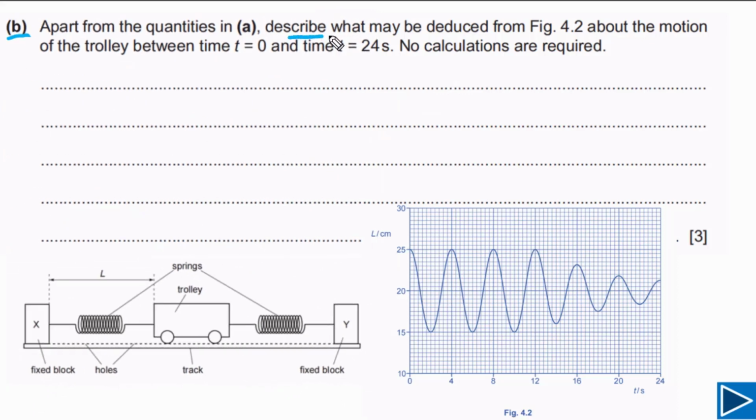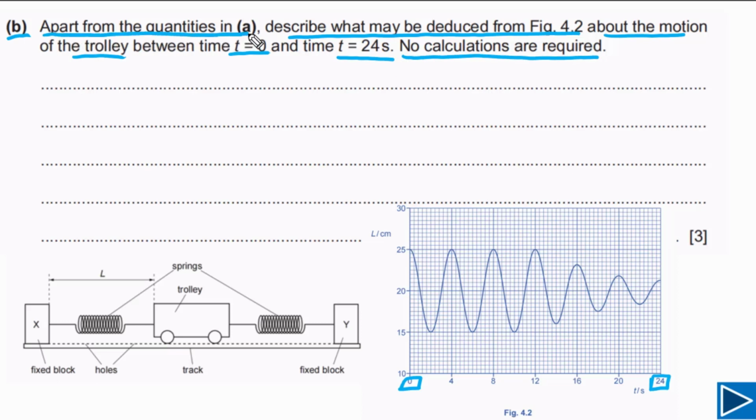For part B, we need to describe what may be deduced from figure 4.2 about the motion of the trolley between time t is equal to 0 to t is equal to 24 seconds. In this interval of time, we have to describe the motion of the trolley using this graph. It is also given that no calculations are required, and we don't need to include the quantities we have already discussed in part A. This question has 3 marks. It means at least 3 points we have to write down to get 3 marks.